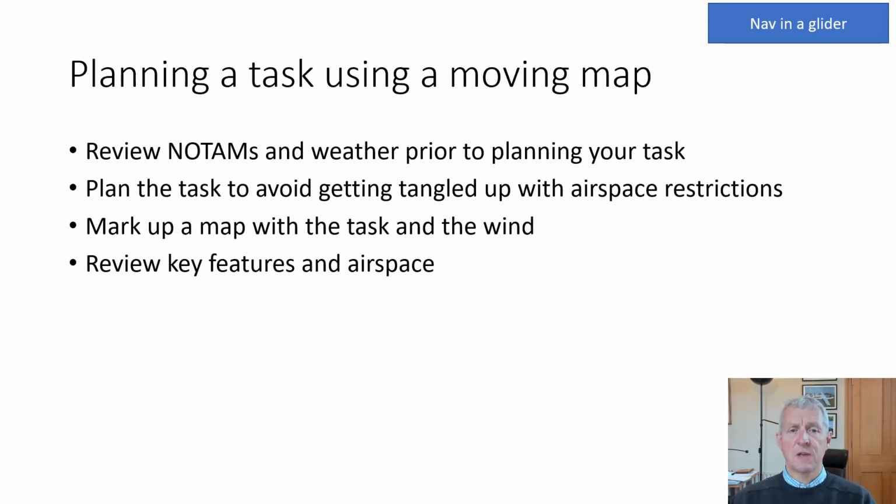So let's look first at planning a task using a moving map GPS. The first thing we need to do is to review the Notams and the weather prior to planning the task in order to determine what we might do. Then we plan a task in a way that avoids us getting tangled up with airspace restrictions. That can make quite a big difference to the flight. We mark up a map with the task and the wind, and we review key features of the route and the airspace on it.